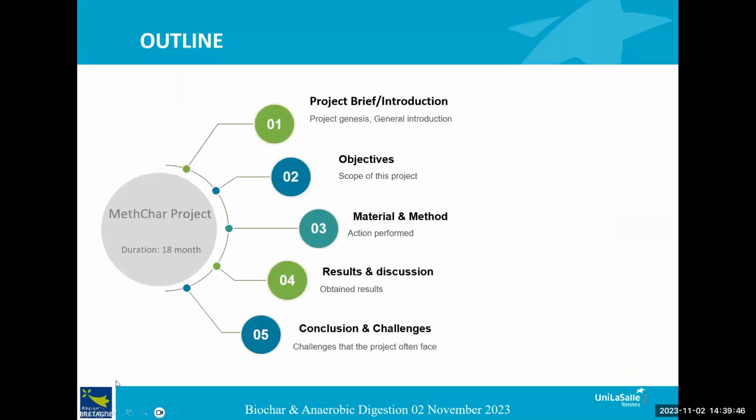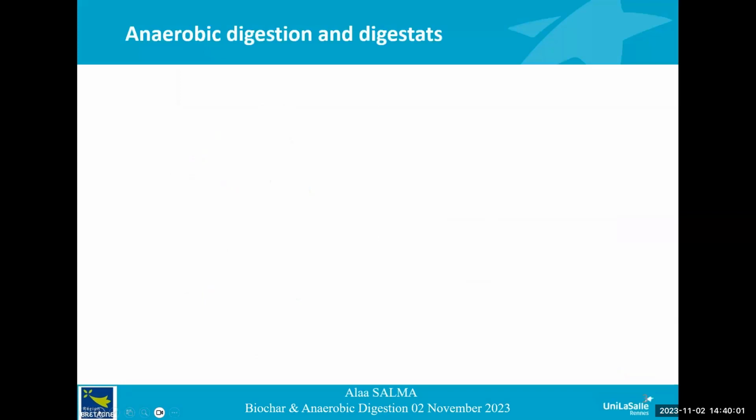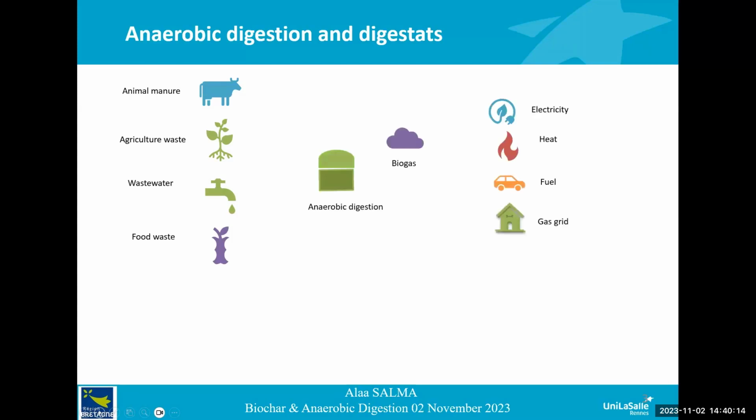This project will last for 18 months, and here we can see the outline of the presentation, starting with a brief introduction to the anaerobic digestion process. If we move to the next slide, we can see that anaerobic digestion is a biological process that breaks down organic matter such as animal manure, agriculture waste, wastewater, and food waste in the absence of oxygen. It involves the activity of various microorganisms, primarily bacteria, that thrive in oxygen-deprived environments.